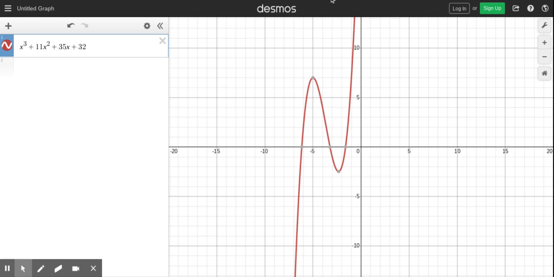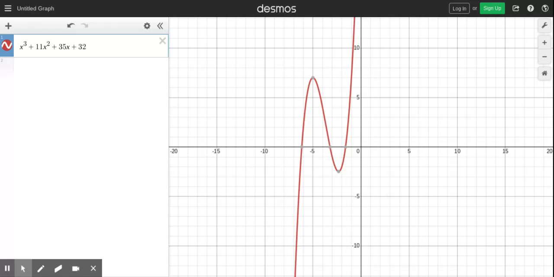Okay, this is for the 6.3. This would be exploring polynomials. We're going to go over number 1. Number 1 says the relative maximum, the relative minimum.